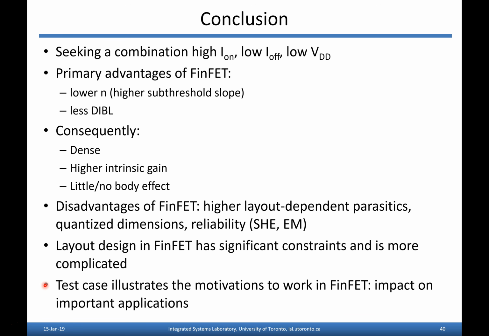But again, in spite of all the challenges, there are some applications where doing the work in FinFET technology really helps the research have more impact. So that's why we still need to do it.